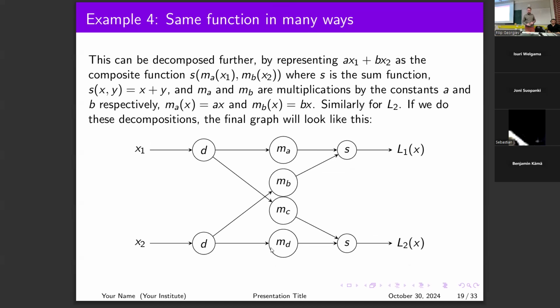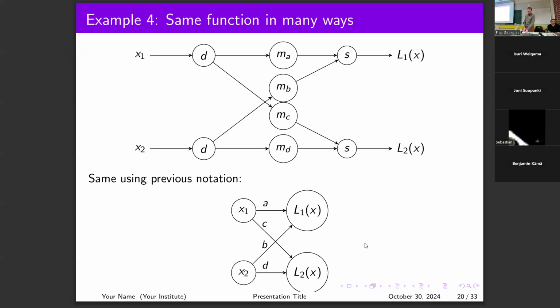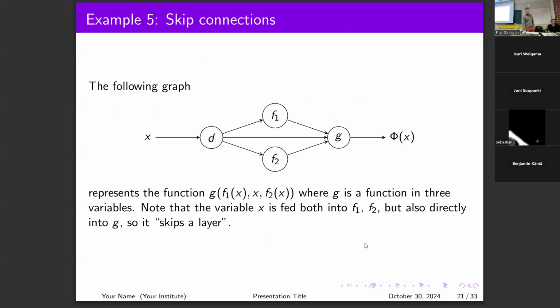So in this way I can represent this function as a computational graph. Now there's no way to further simplify it. This S is the summation function, so it doesn't do anything except sum up the inputs, and the same here. And in the previous notation, I can write it like this. We can have these more complex graphs where there's a skip connection, like this one.